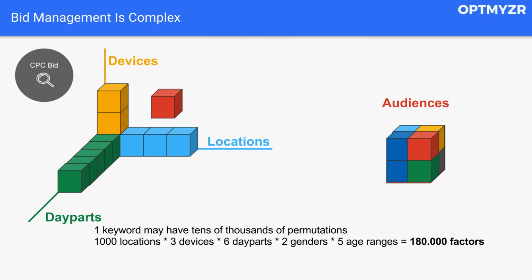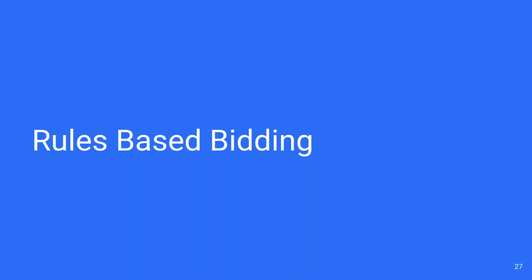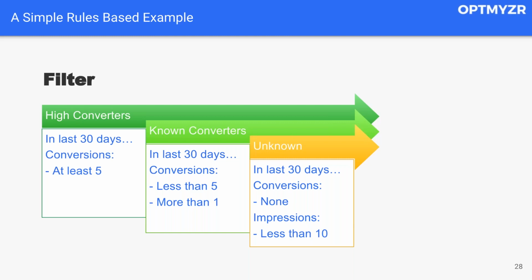To automate some of this, option number 1 is rules-based bidding. Rules-based bidding is very simple. You just say, I'm going to run some filters. For example, I'm going to find high converting keywords that in the last 30 days had at least 5 conversions. Another bucket had no conversions, but also very few impressions.